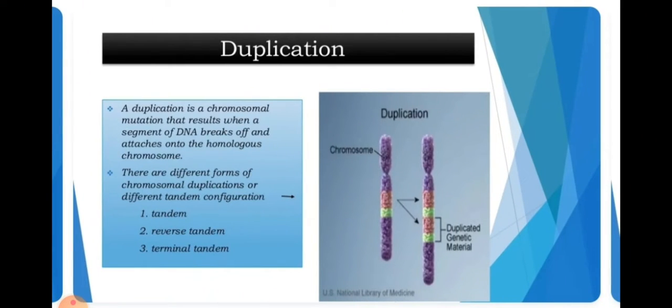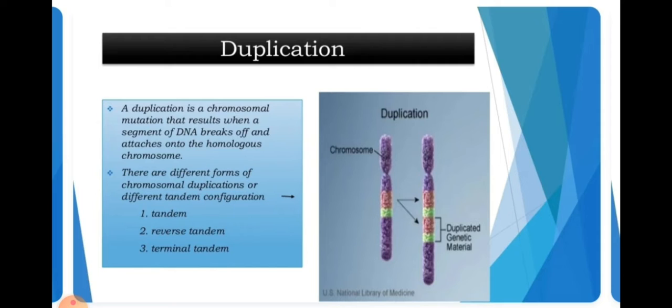And then the next one is duplication. A duplication is a chromosomal mutation that results when a segment of DNA breaks off and attaches onto the homologous chromosome. Here you can see the duplication of this chromosomal segment takes place, and it breaks and attaches to the homologous chromosome.